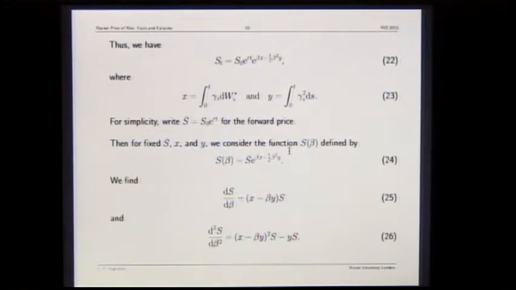And for our perturbation calculation, we need some derivatives. So it turns out we need to work out the second order, not just the first order. So we'll take the first derivative of S with respect to beta, so that's x minus beta y times S. Remember, x and y are these random variables defined above. And gamma itself is a process, so it's a random process. Then we can form the second derivative. That involves x minus beta y squared times S minus y S.